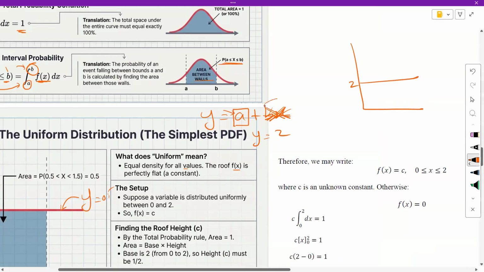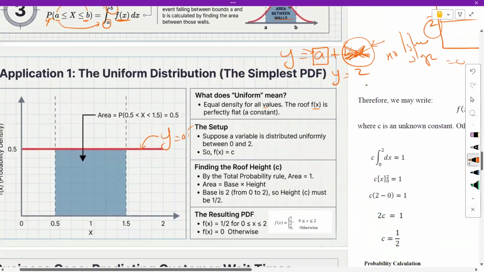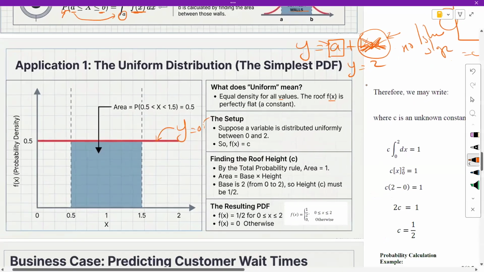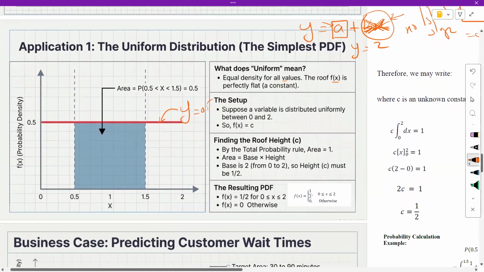Here there's no slope. Slope equals 0. That's why we have only the constant. So this kind of graph is called what? A uniform distribution. To represent a uniform probability distribution, we call it a uniform distribution. So what does uniform mean? Equal density for all values. The roof f(x) is perfectly flat.